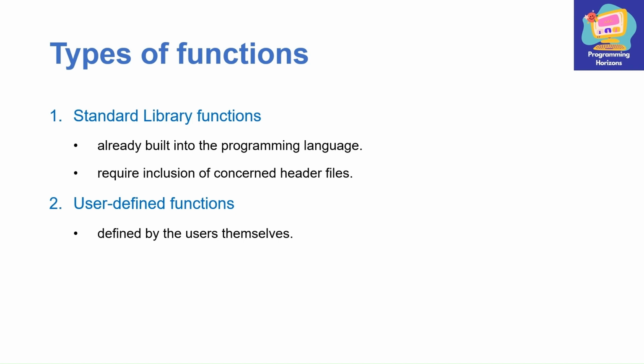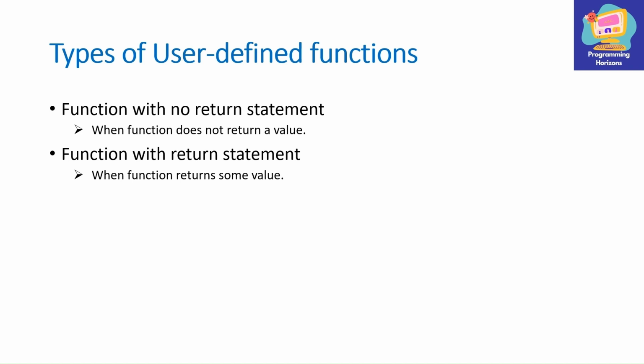The user-defined functions can be further classified into number 1, function with no return statement. That means the function does not return any value to the calling portion of the program, yet it performs its task. And number 2, the function with return statement, when the function returns some value to the calling portion of the program.